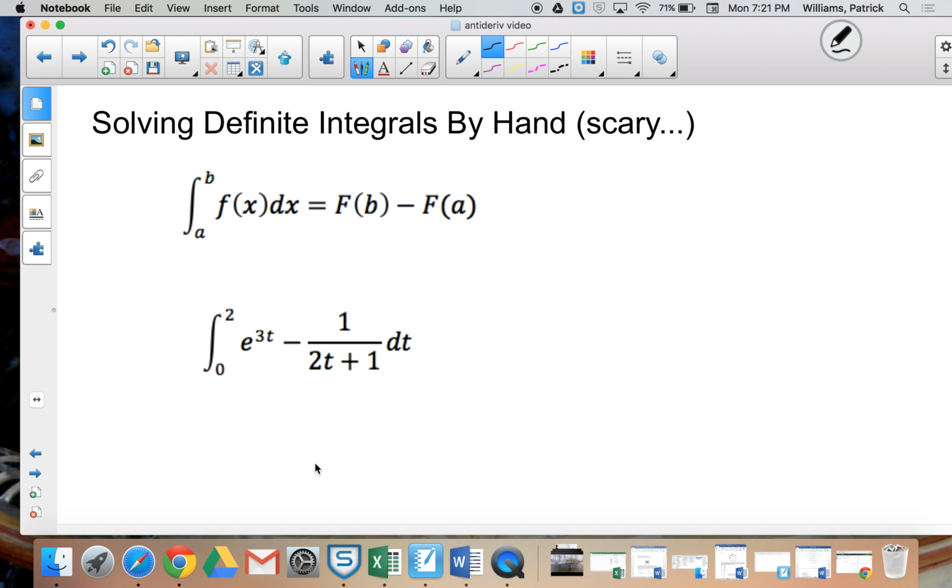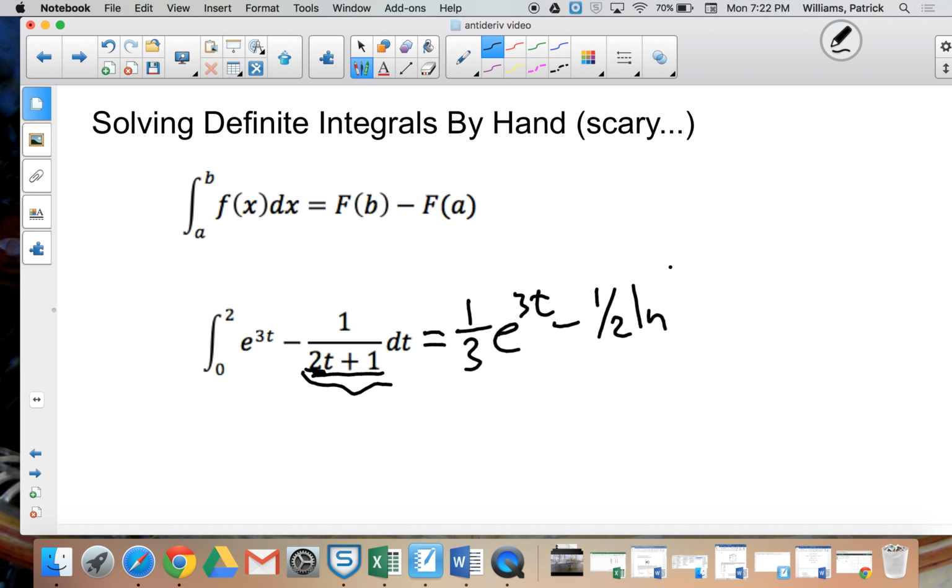Okay, so if you tried this one, again, I'm going to use that shorthand notation. Well, the derivative of e to the 3t, or the antiderivative, will be 1/3 e to the 3t. And then here, remember, that's going to be related to the natural log function, and we have that linear function inside of it. So this will end up being minus 1/2 the natural log of the absolute value of 2t plus 1. And here I'm going to use that shorthand notation again from 0 to 2.